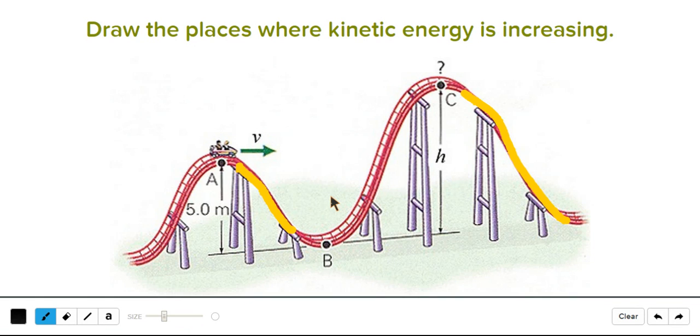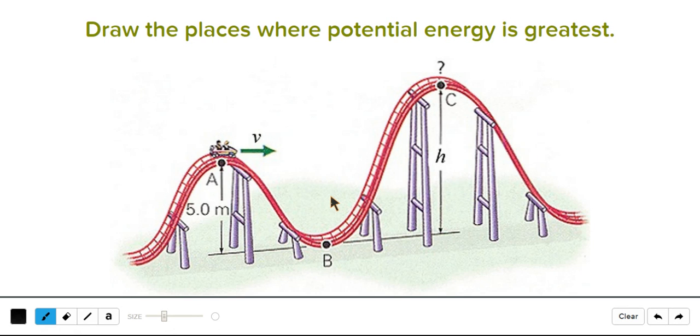Now, Anna already started this one, so as a teacher, I'm going to go to the next slide. This slide asks that students draw up the places where potential energy is the greatest. So students can choose their color, could go with green this time, and then draw right onto the slide where they think potential energy is the greatest. So right up here and right up here.